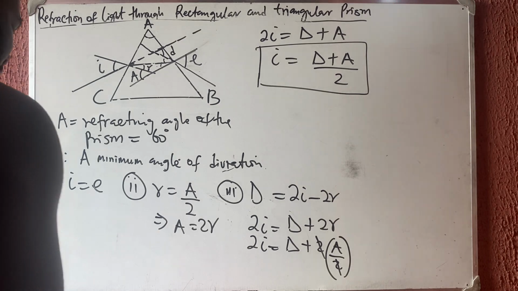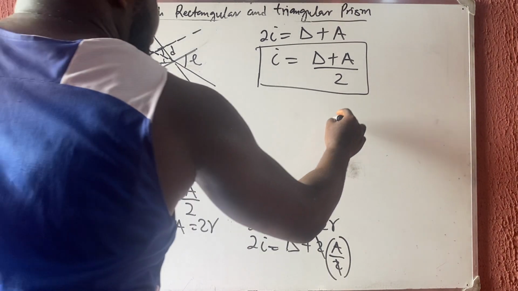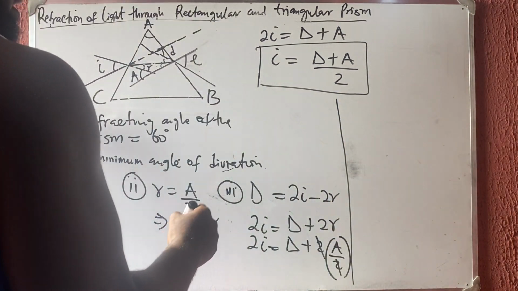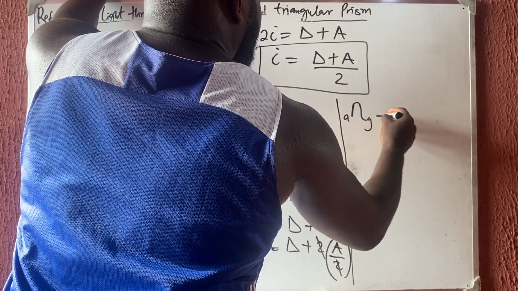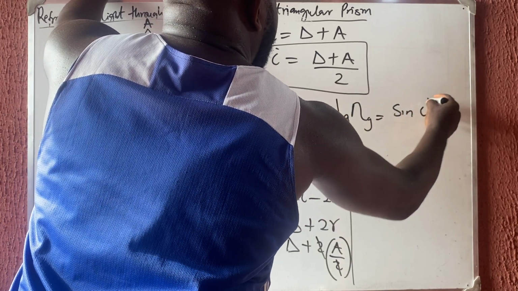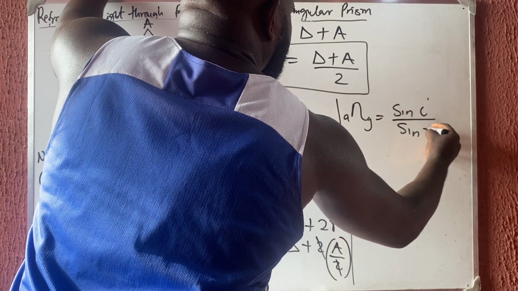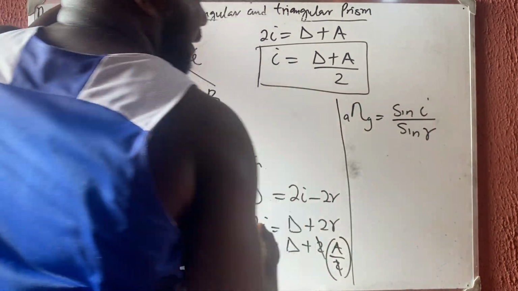All right. Now, since we have known this, another thing we need to know is that the incident ray from A to G is equal to sine I over sine r. Very, very important formula from Snell's law.